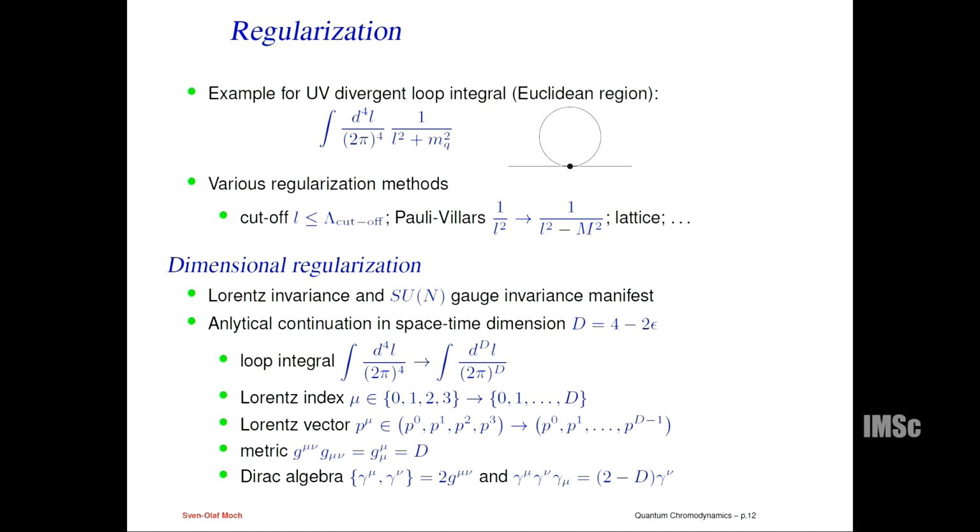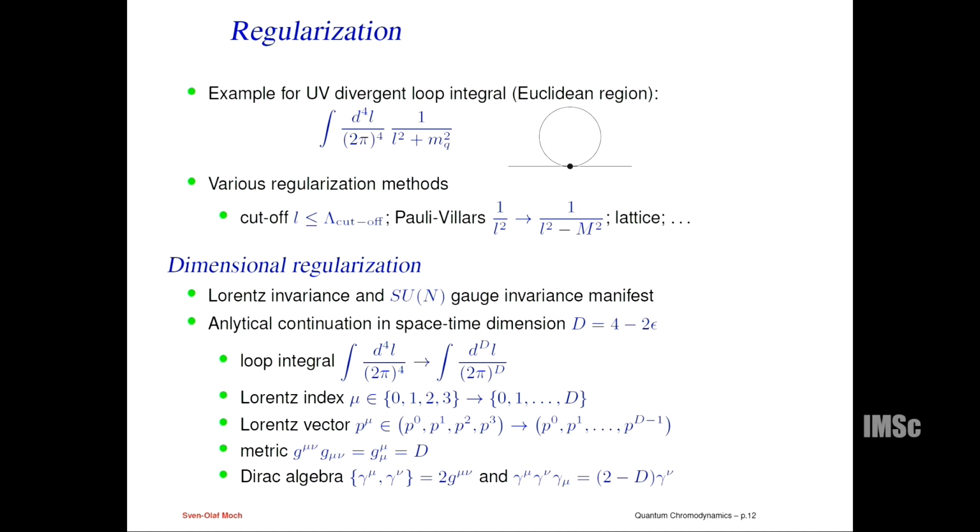We have an even simpler example for an ultraviolet divergent loop integral. If we take this in a Euclidean region, then we have a massless tadpole here. This is just a massive scalar propagator contracting into itself. This is the integral d^4 L over 1 over L squared plus m squared. It again diverges in the ultraviolet for large loop momenta.